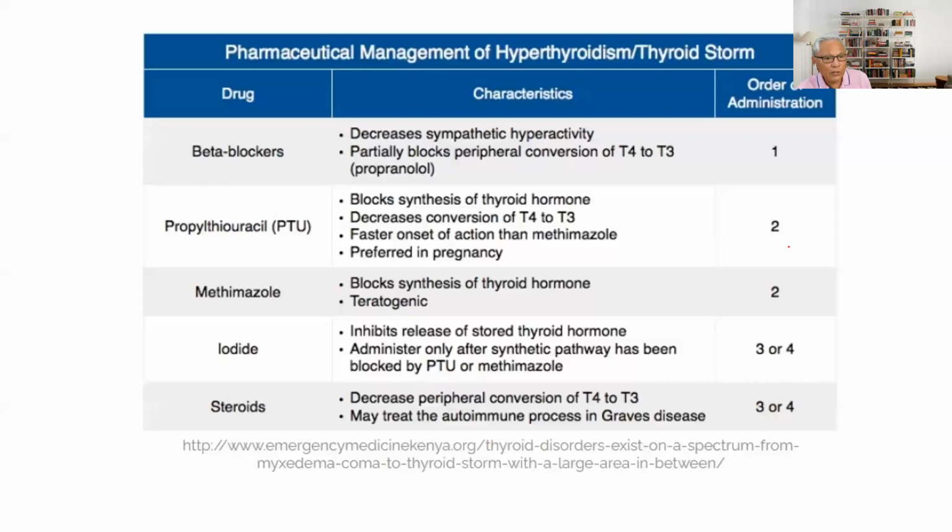So take a look at number one. Number one is going to be beta blockers. And you might be thinking, why is it that we don't give the antithyroid drugs first? Well, the reason is, remember that cardiovascular collapse is going to be a number one problem that manifests itself, and therefore beta blockers are going to be the choice.